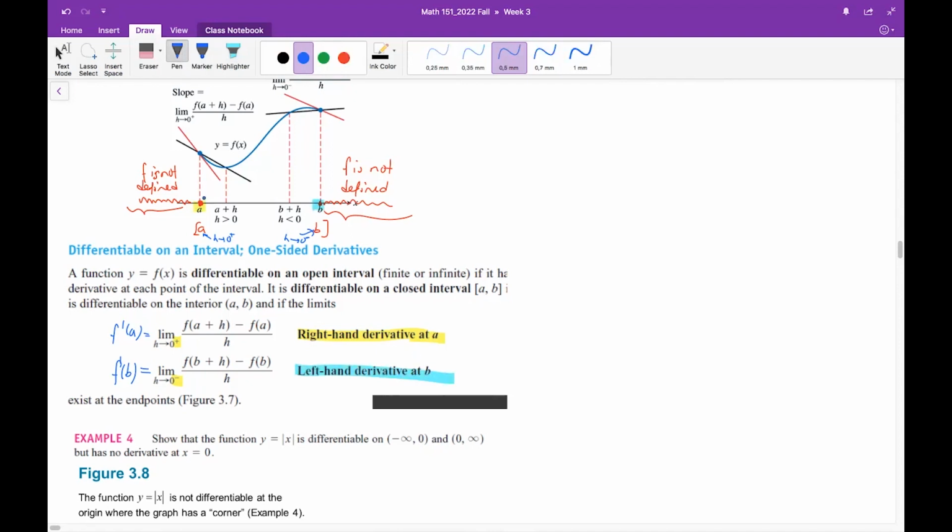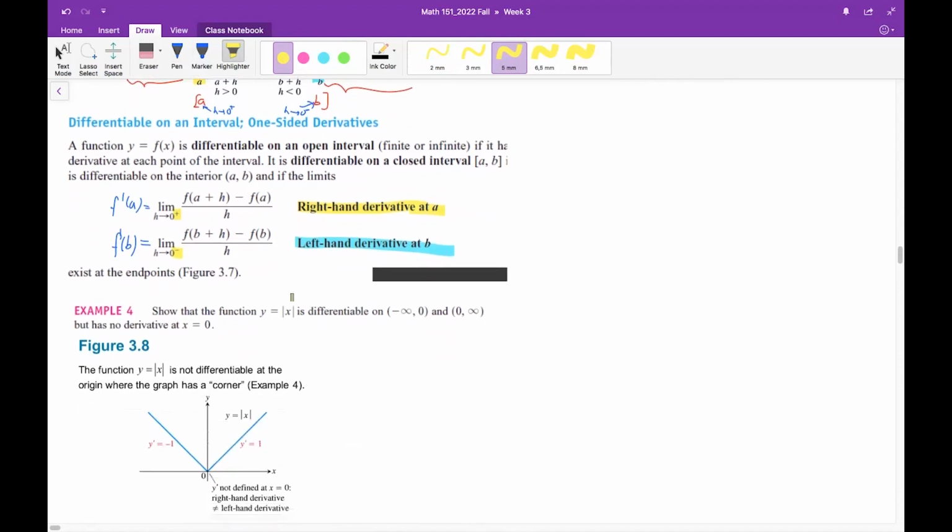Be careful. If you are at the left-hand point, you need to take the limit as h goes to 0, okay? But from the positive direction. If you are interested in the right-hand point, h should go to 0 from the negative direction. So like this and this. We are using one-sided limits at the endpoints. Okay, so let's move on.